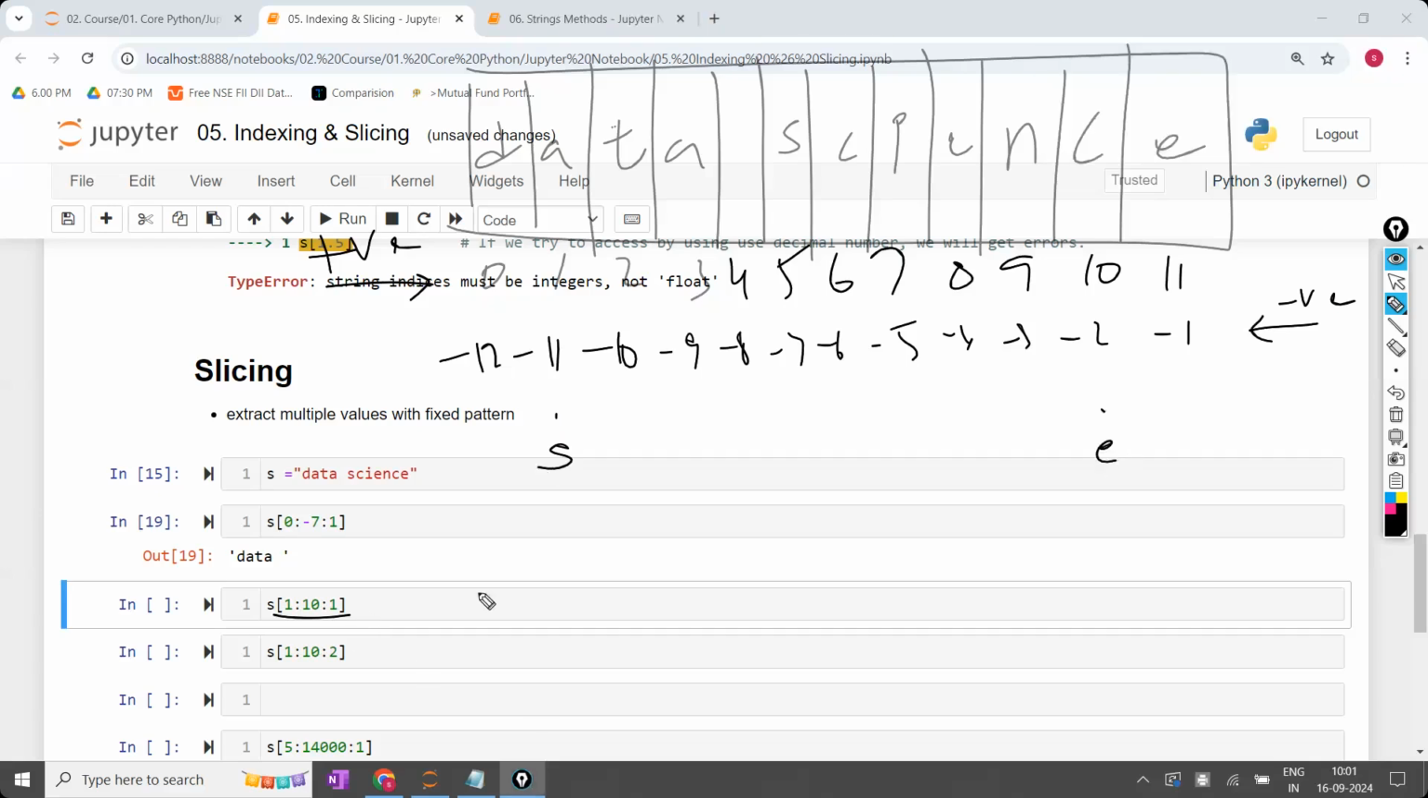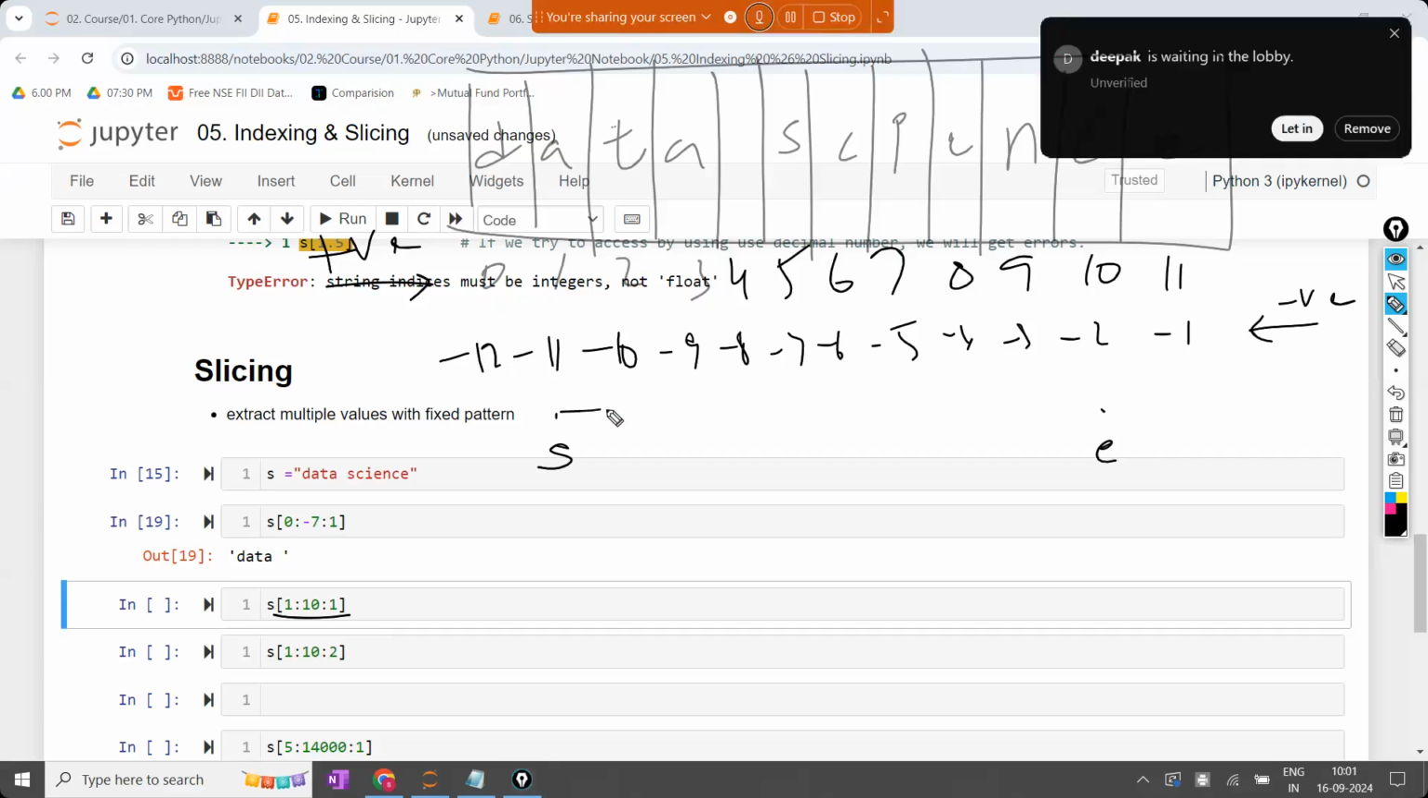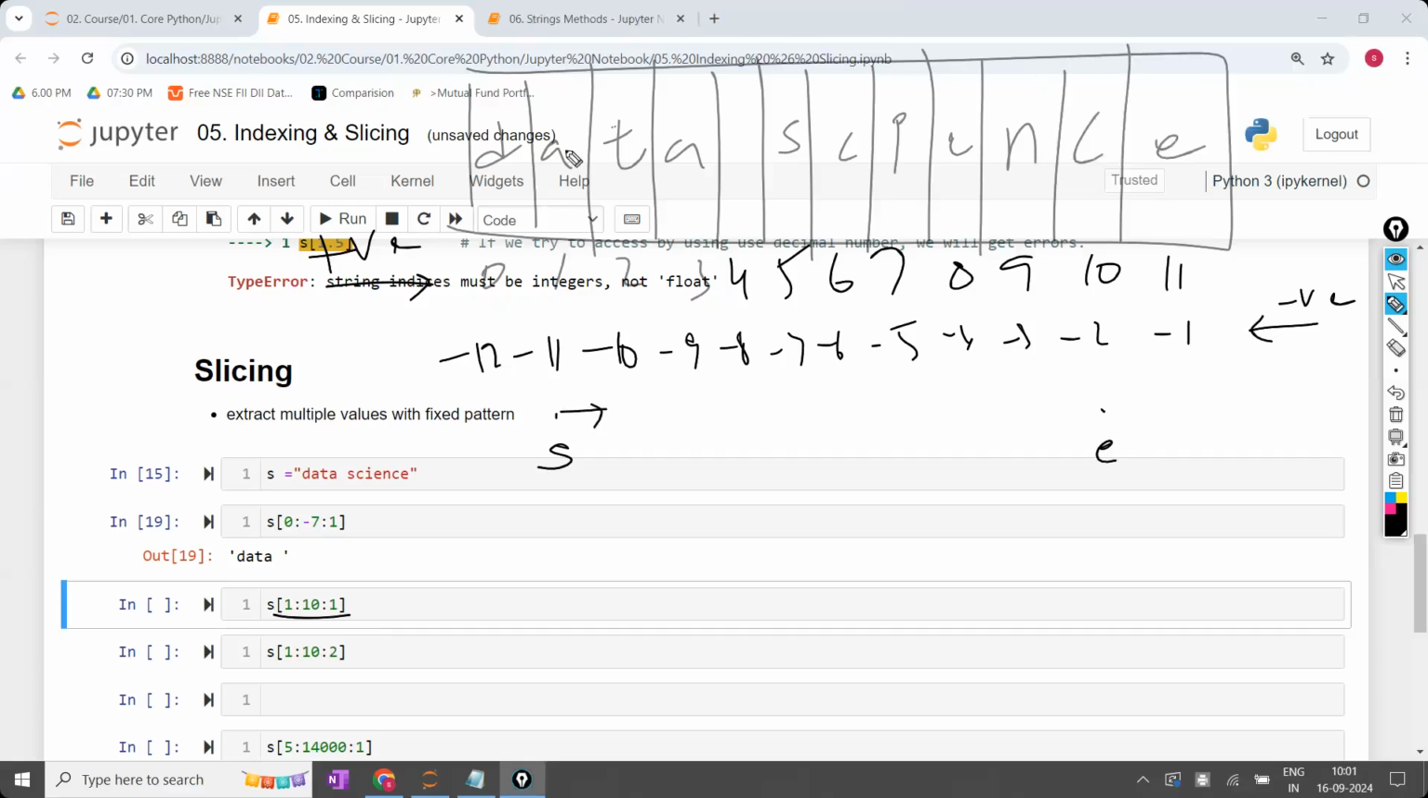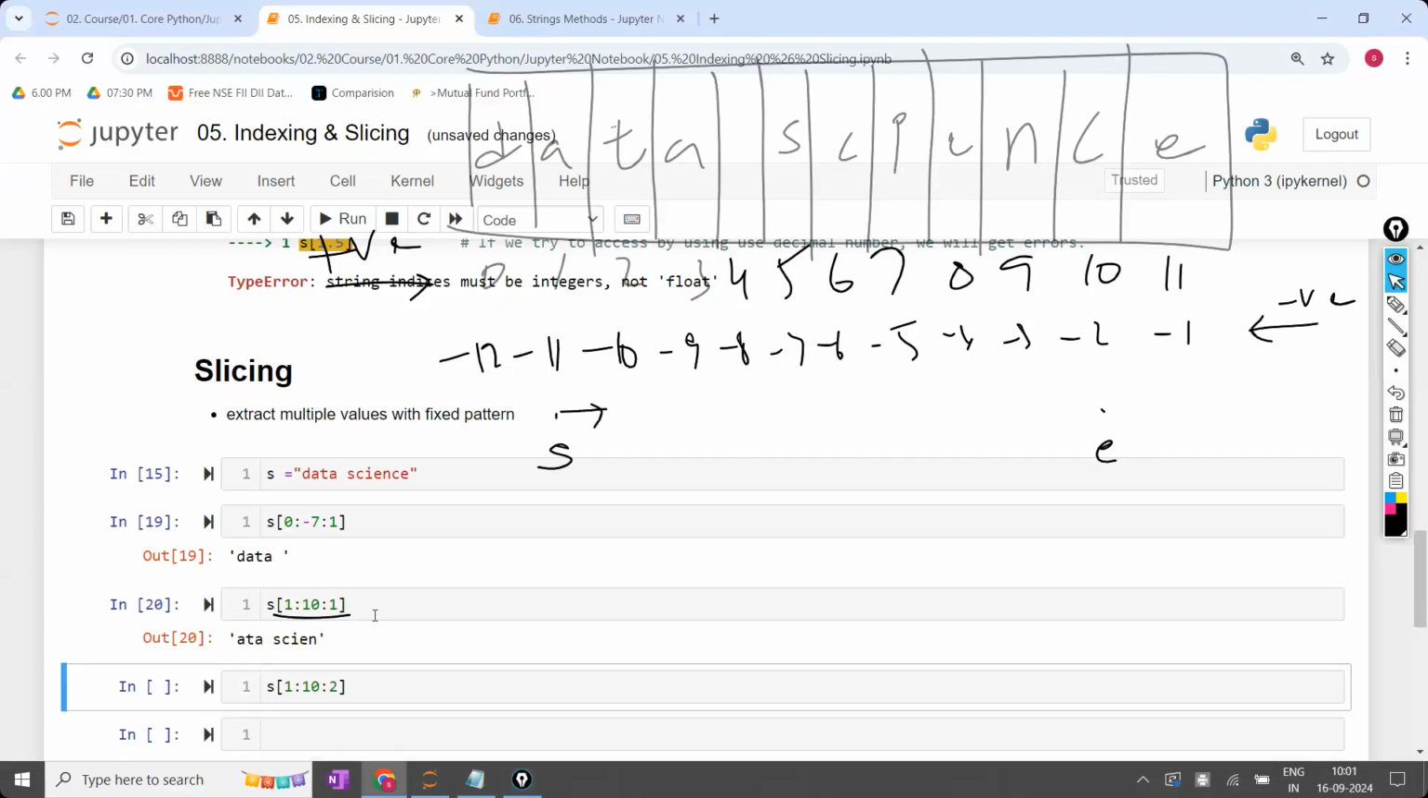Now, example: this one. Yes, 1. Where is 1? This one. This is the starting point. Where is 10? Here, 10. Done. With the increment of 1. Increment of 1 means first direction: positive or negative? Positive. In this direction with the increment of 1: D, A, T, A, space, S, C, I, E, N. C will be included? No. Up to N. So D to N I am going to get. Is the point clear for everyone? Done?